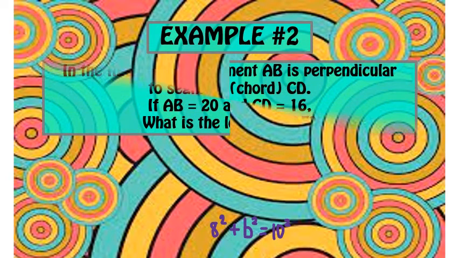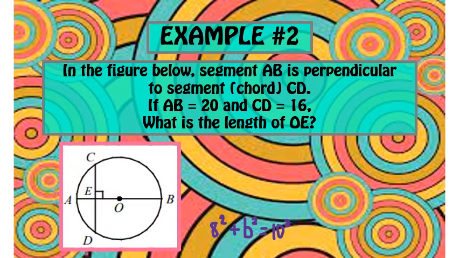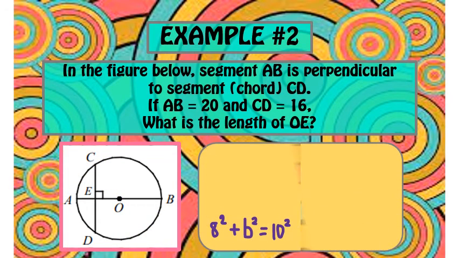Here is example number 2. In the figure below, segment AB, which is a diameter of the circle, is perpendicular to segment CD. Segment CD is a chord of the circle. If AB, the diameter of the circle, is equal to 20, and CD, which is a chord of the circle, is equal to 16, what is the length of OE?